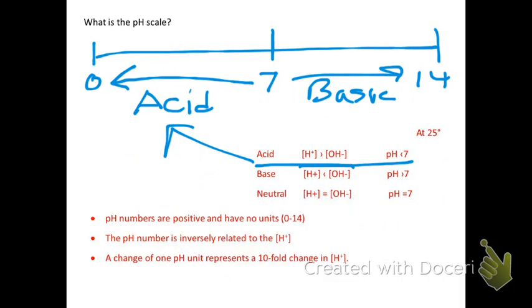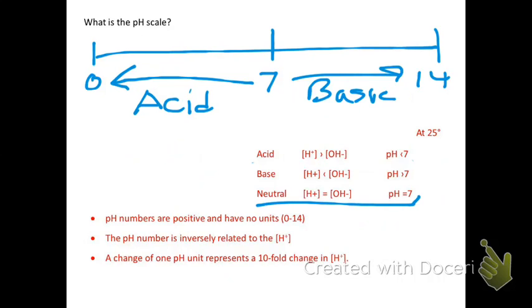So this kind of relates to this idea here. But if the H plus concentration is less than the OH minus concentration, it's basic, right? And so therefore the pH is going to be greater than 7 up to 14. Alright? And if the acid and base concentration is equal to each other, then the pH is going to be 7, or neutral.